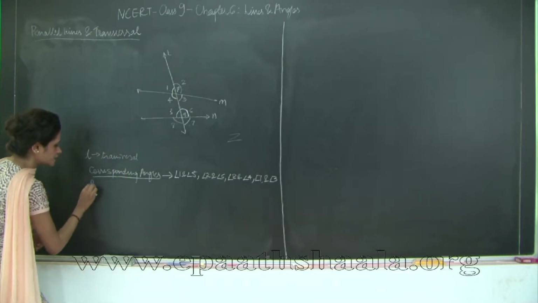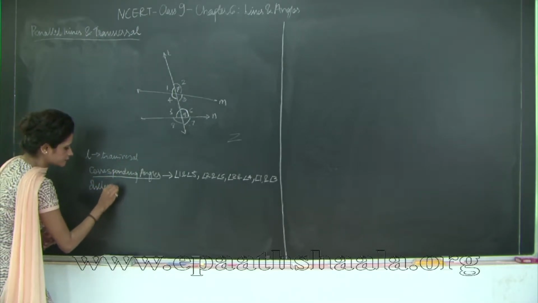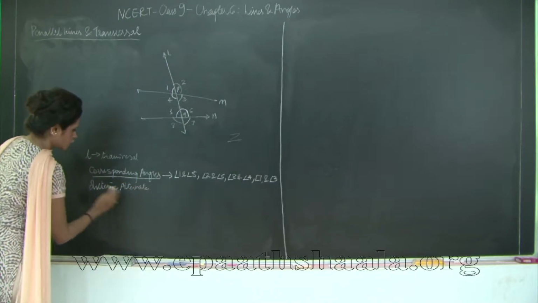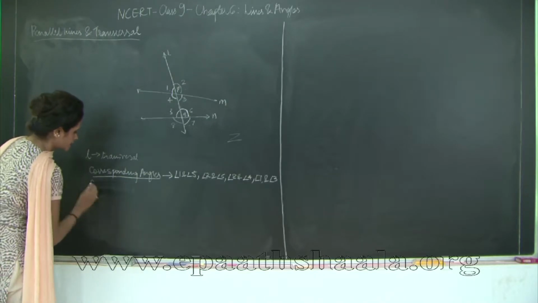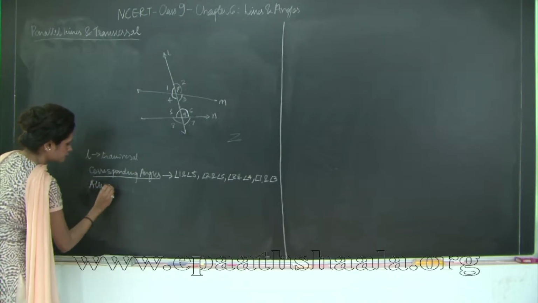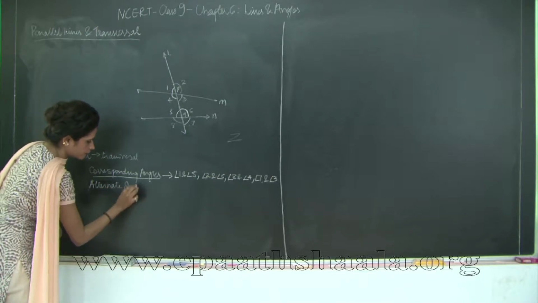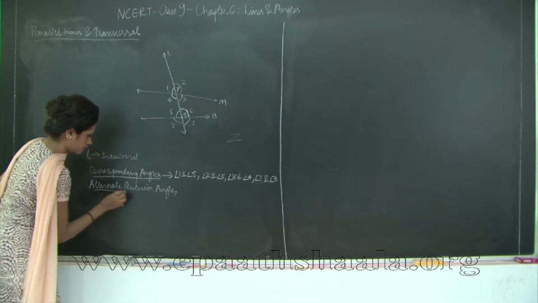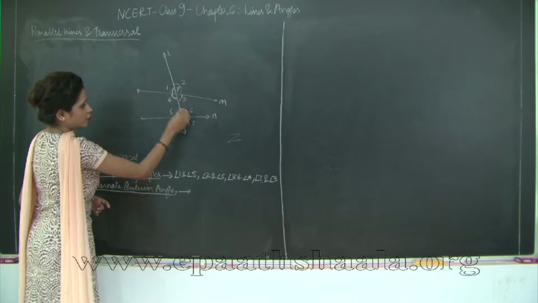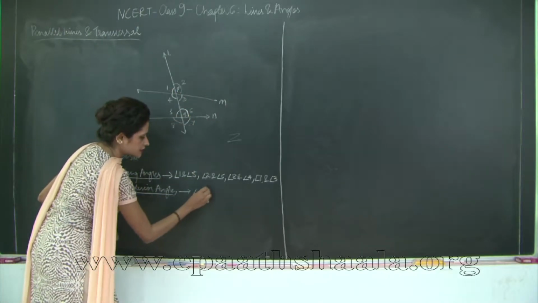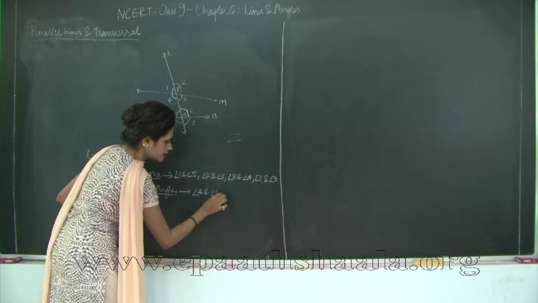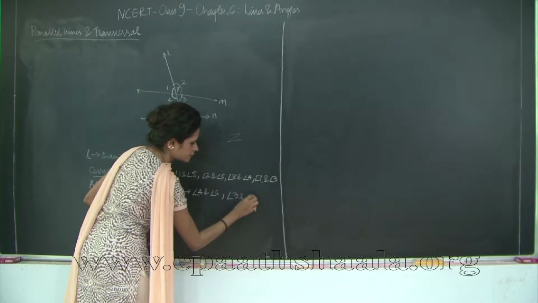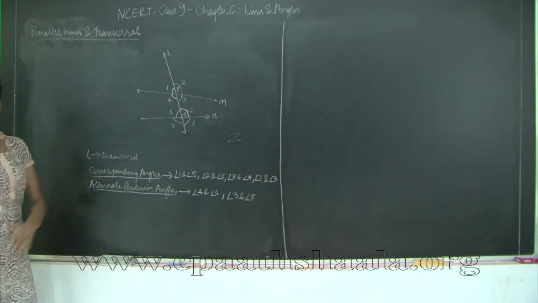So let's write our alternate interior angles. We have 4 and 6. So 4 and 6 form a pair of alternate interior angles, and we have 3 and 5. Right? So this was about alternate interior angles.